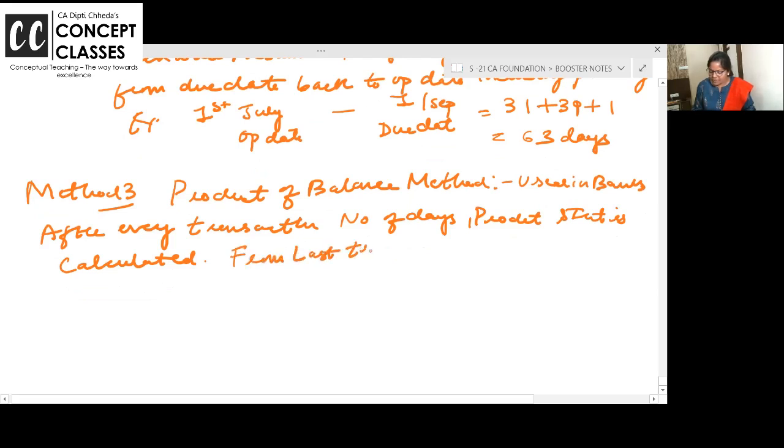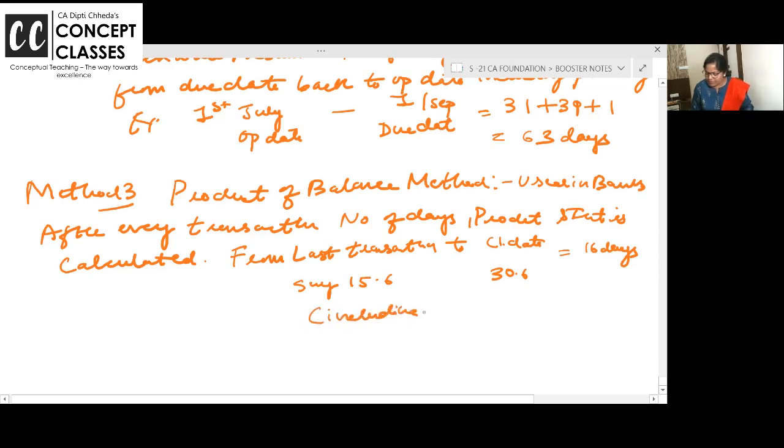From the last transaction, say 15th June, to the closing date, say 30 June, 16 days should be taken, inclusive of both, including both days. 16 days to be taken. Because we take the last balance day as well, and 15th because on 15th the balance got changed.